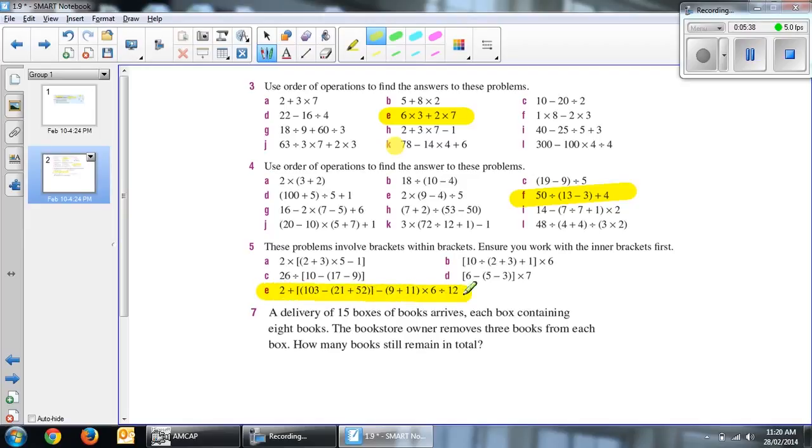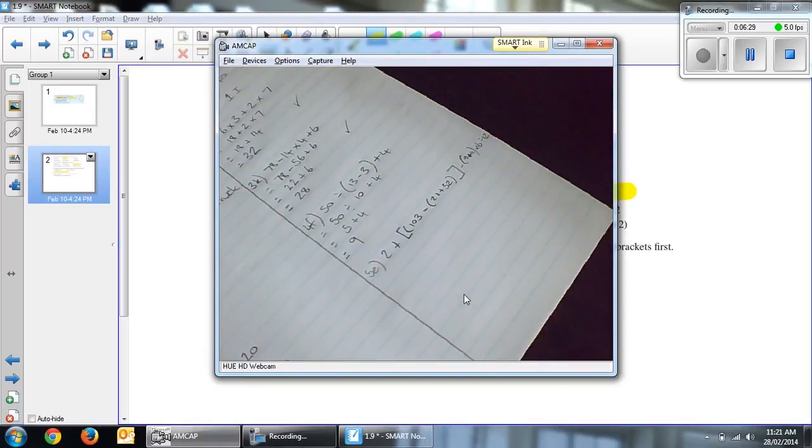Alright, so 5E. And the question is 2 plus outer bracket, inner bracket, 103 minus bracket 21 plus 52 bracket, outer bracket, minus, I'm running out of the line here, 9 times 11, no sorry, 9 plus 11 times 6 divided by 12. Okay, so a fair bit of stuff there.